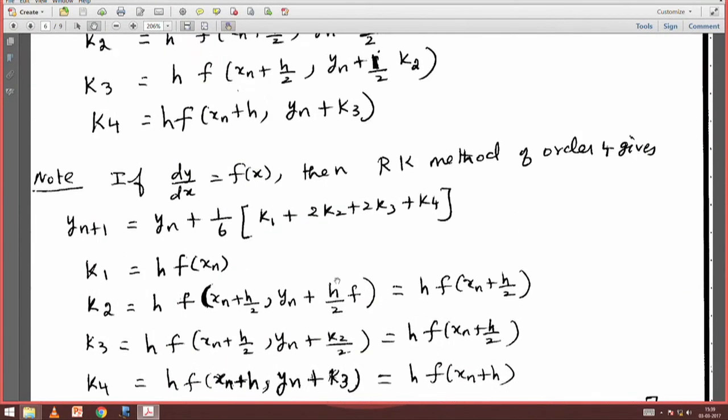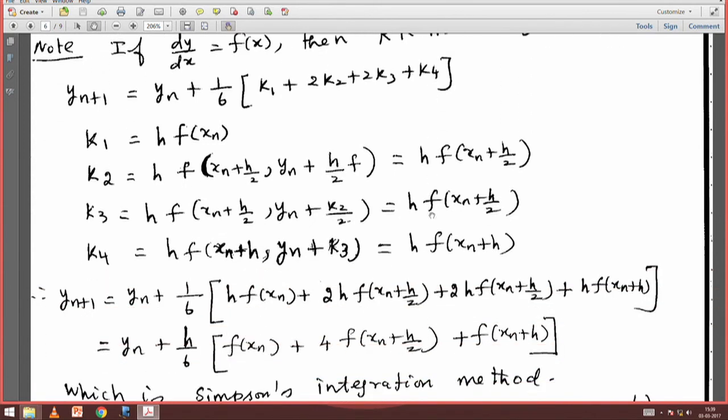In particular, I would like to see what happens if the right hand side f of x comma y only depends on x, there is no dependence of f on y. Then in that case, what does this Runge-Kutta method of order 4 give? So, it is yn plus 1 equal to yn plus 1 by 6 times k1 plus 2 k2 plus 2 k3 plus k4, but now k1 will be h into f of xn, k2 will be h into f of xn plus h by 2 comma yn plus k1 by 2.